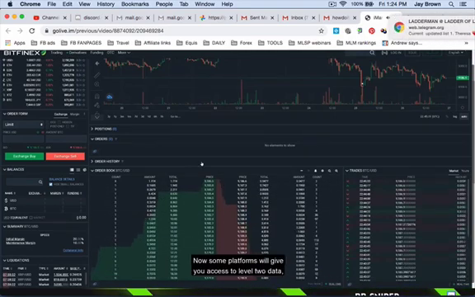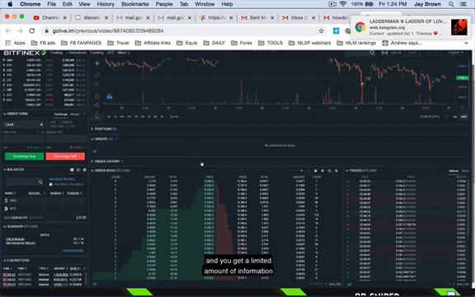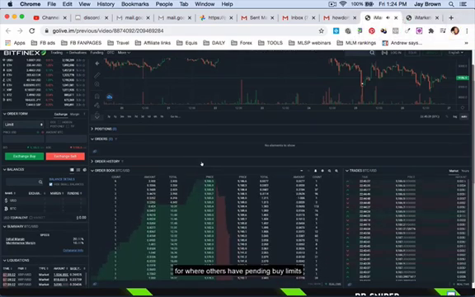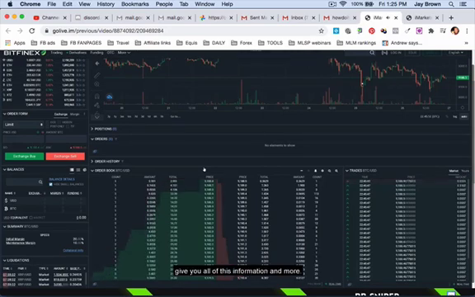Now, some platforms will give you access to level 2 data, and you get a limited amount of information for where others have pending buy limits and pending sell limits. Some platforms will give you the real-time price data of where orders are being matched. It may be referred to as time and sales. Most digital currency exchanges give you all of this information and more.